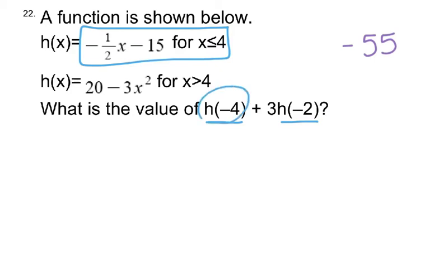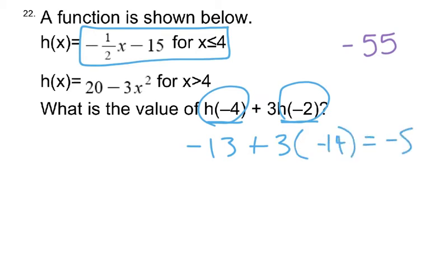Okay, this one, it's a piecewise. It's tricky because you're going to plug it into the same piecewise twice. So you plug in the first one, you get negative 13 plus 3 times. You plug in the last one, you get negative 14, and then you're going to get negative 55.